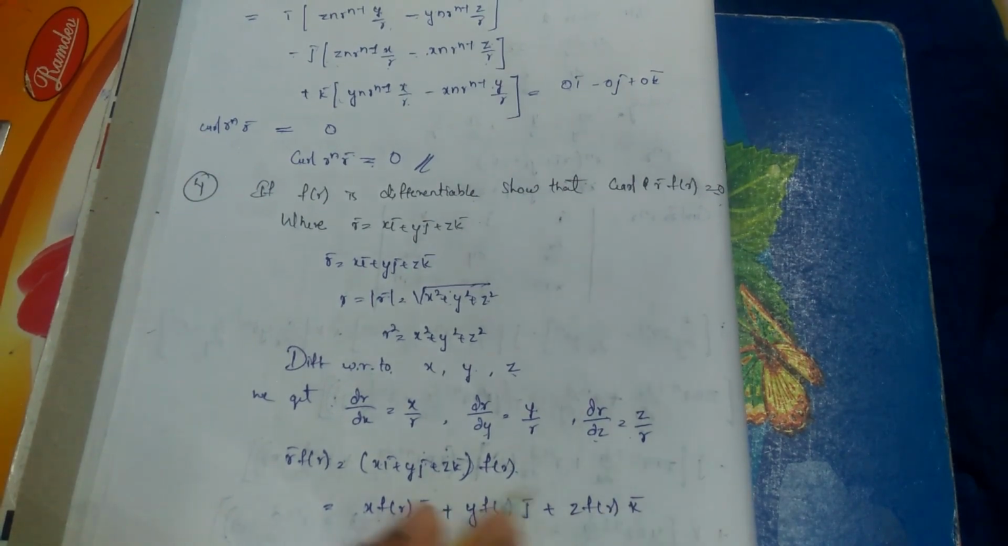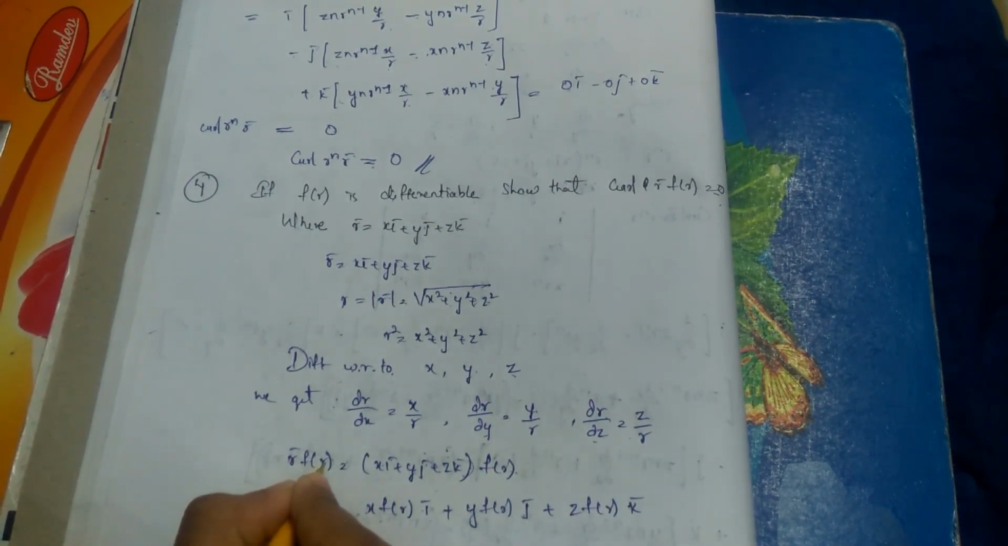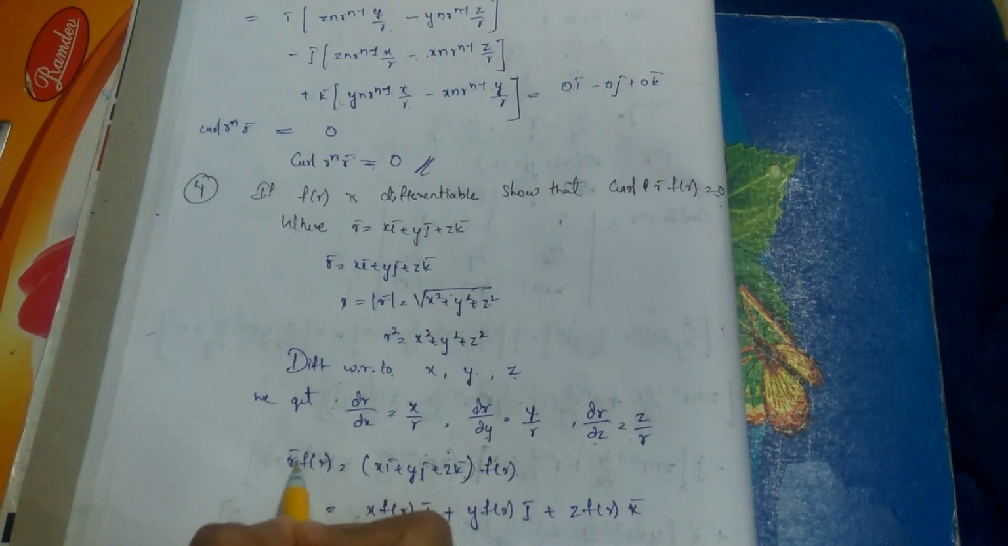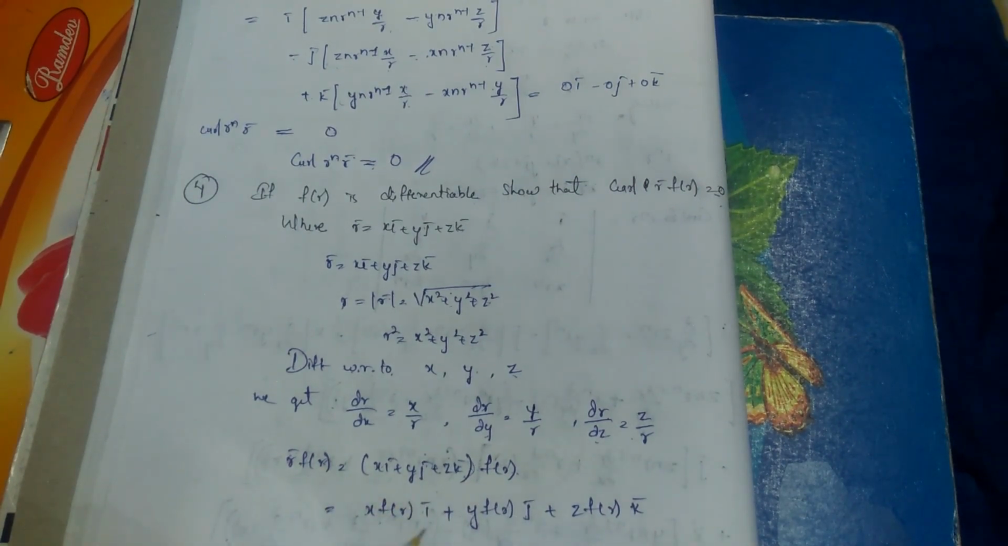Now we have to find out the curl of this vector r bar f of r. So from this we will take the coefficients of i bar, j bar and k bar, and find out the determinant.